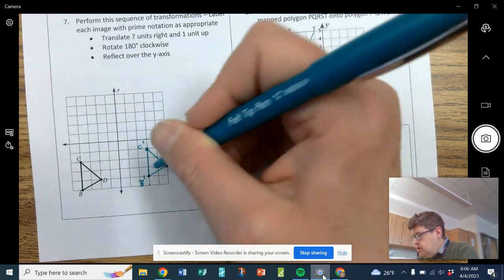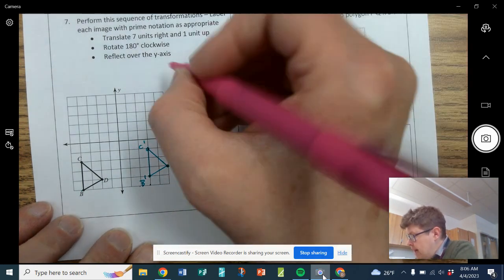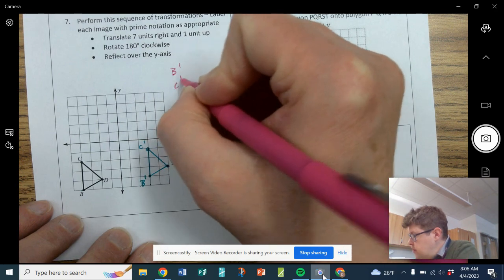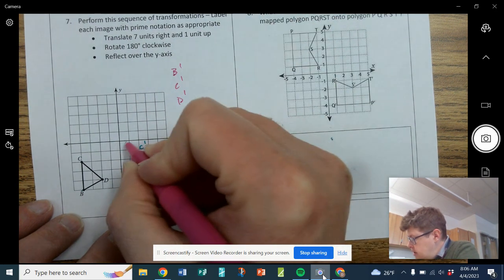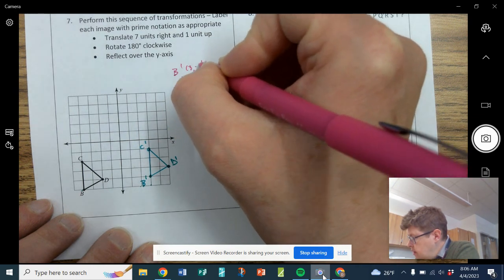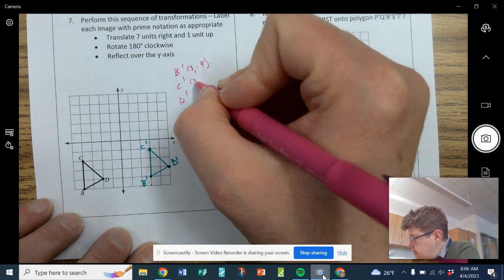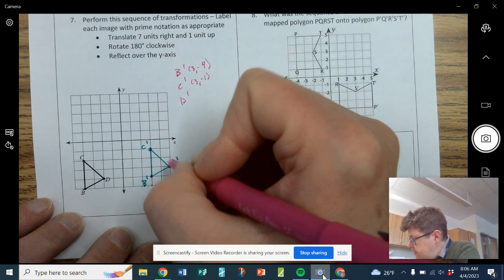Okay, and then kind of just looking back and forth, I can see that they're both congruent to each other, so that's good. Now the idea is we're going to rotate 180 degrees clockwise. So my recommendation here for the rotation is you write down the points. B prime is 3, -4. Okay, and then C prime is 3, -1. And then D prime is 5, -3.